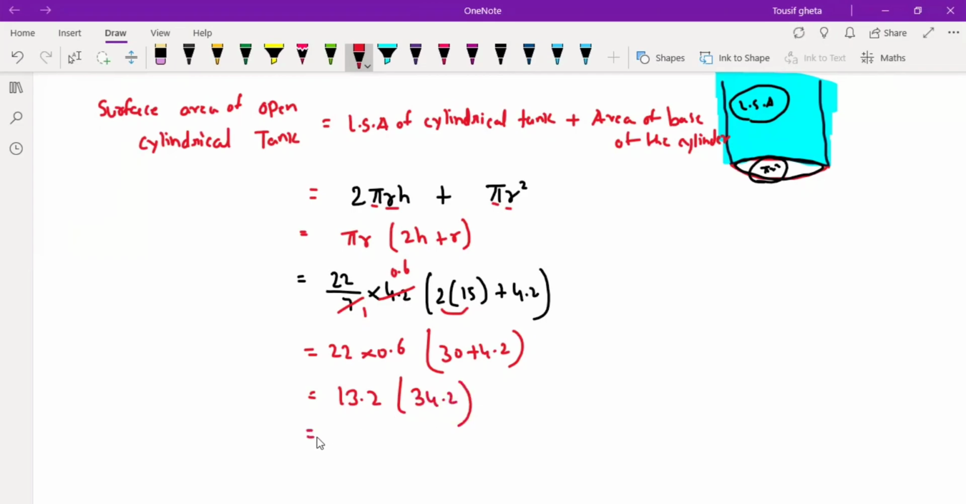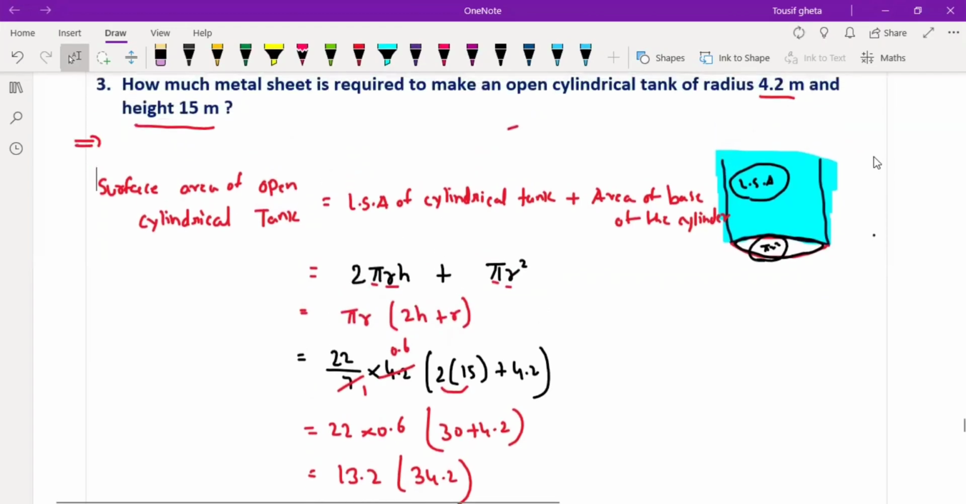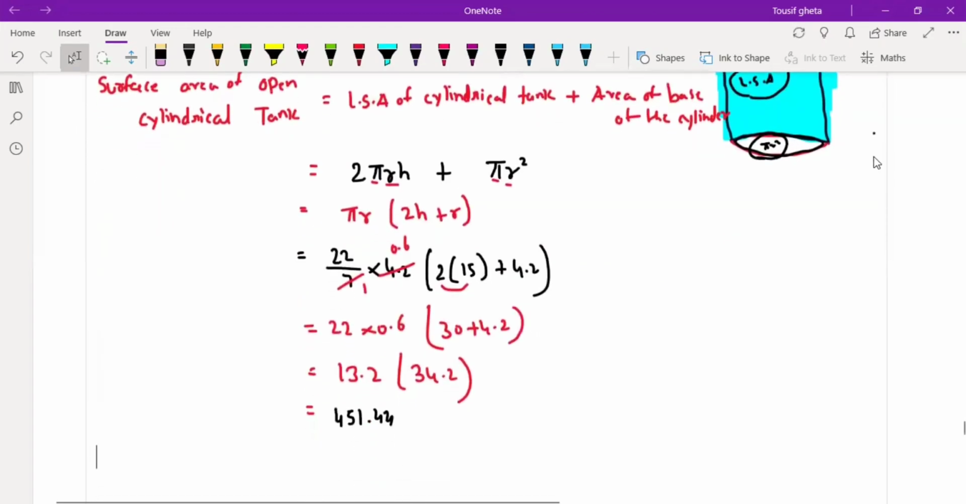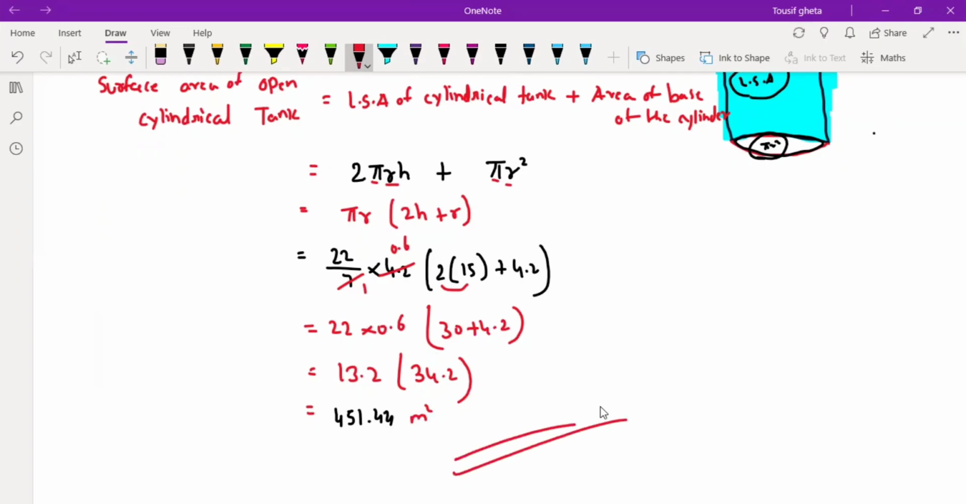Just multiply these two values, 13.2 into 34.2. You will get the value as 451.44. Let us confirm the unit in the question. Yes, it is in meters, so we write the unit as meter square, and that is the area of metal sheet required to make an open cylindrical tank. That's it for the third one. Let us go with the next one.